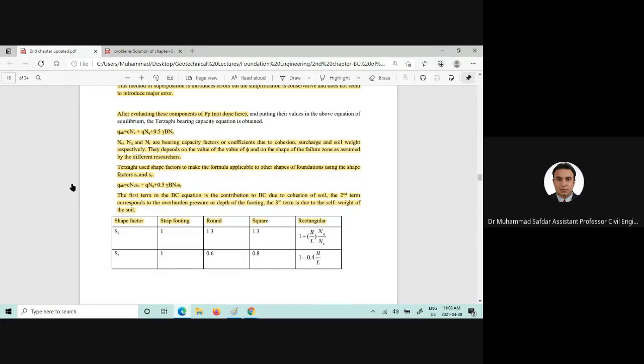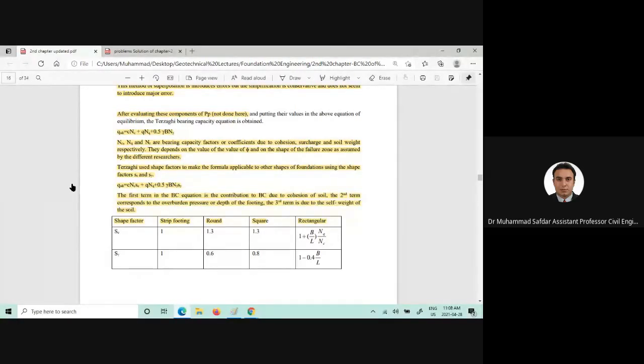Now I would request you to please kindly take a pen, paper and a calculator in your hand for today's class, because we are going to solve various numericals and problems related to the Terzaghi's and Meyerhof bearing capacity equation.